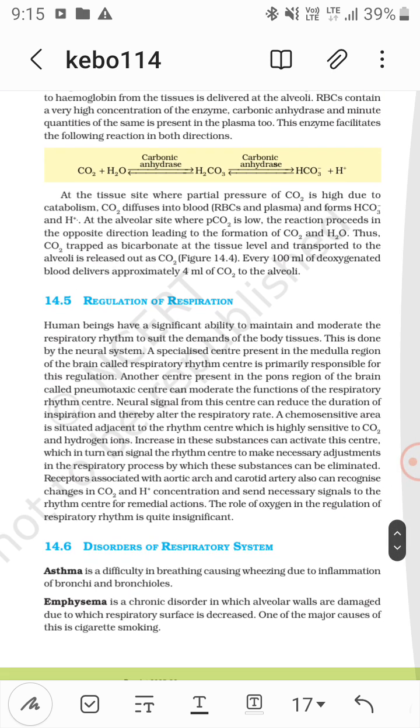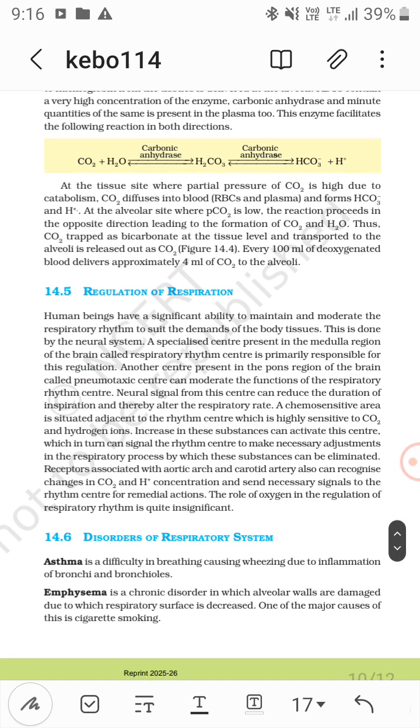So regulation of respiration: a specialized center present in the medulla region of the brain, called the respiratory rhythm center, is primarily responsible for this regulation. Now another center present in the pons region of the brain, called the pneumotaxic center, can moderate the functions of the respiratory rhythm center. The neural signal from the pneumotaxic center can reduce the duration of inspiration and thereby alter the respiratory rate.